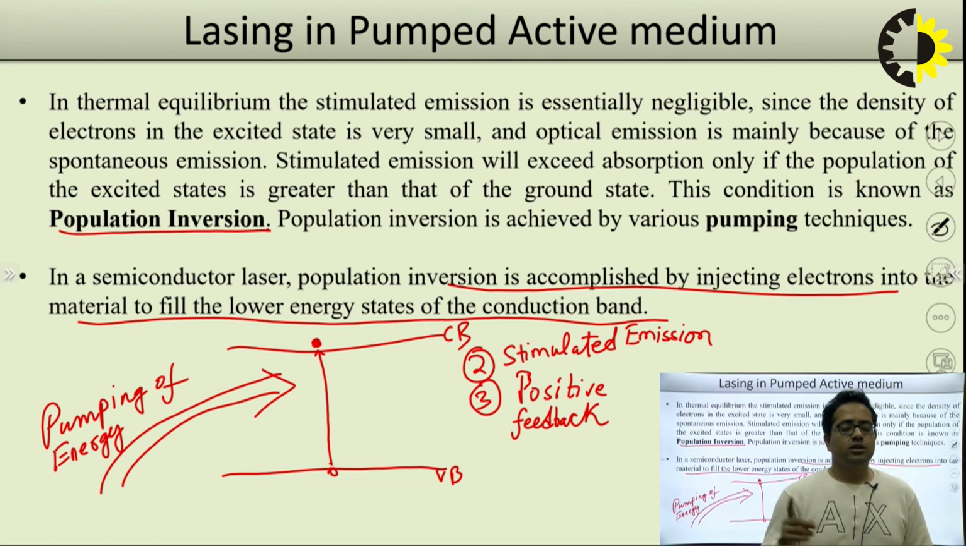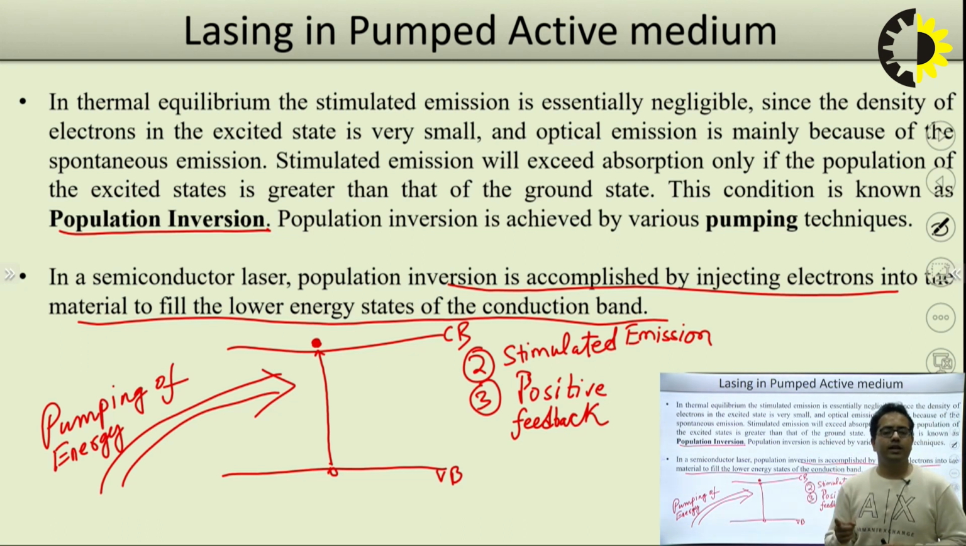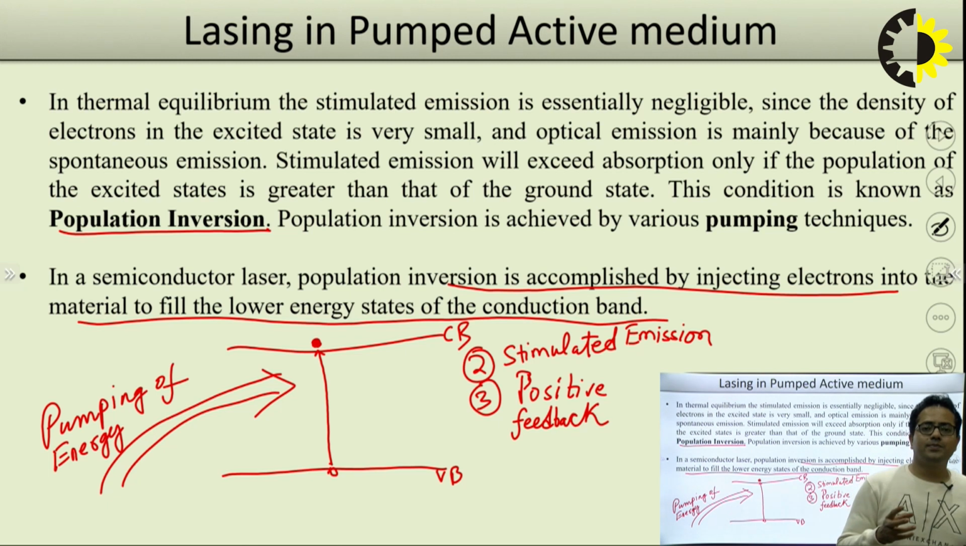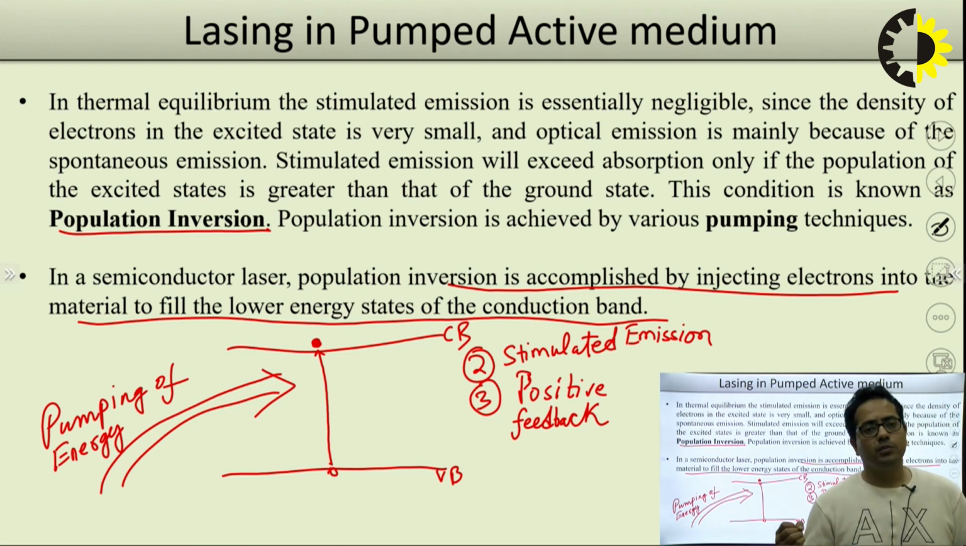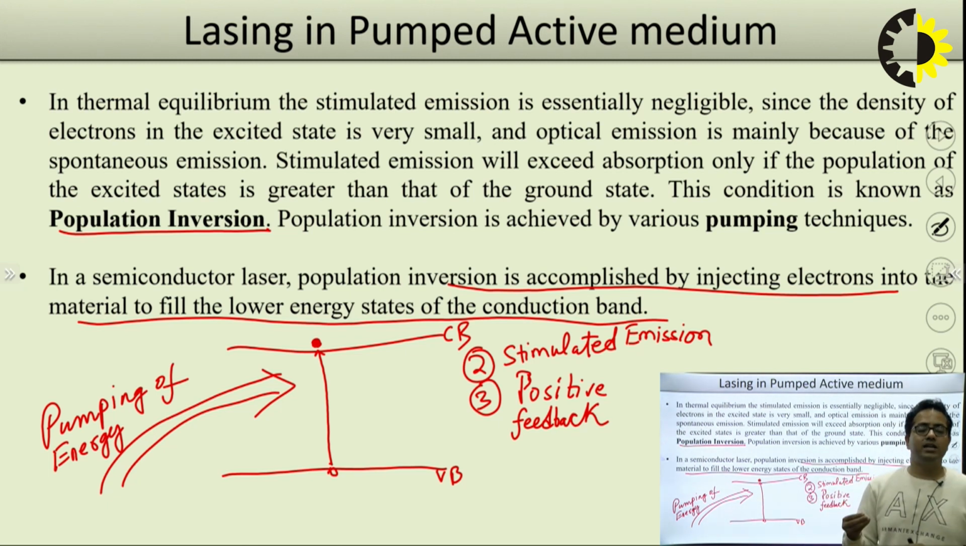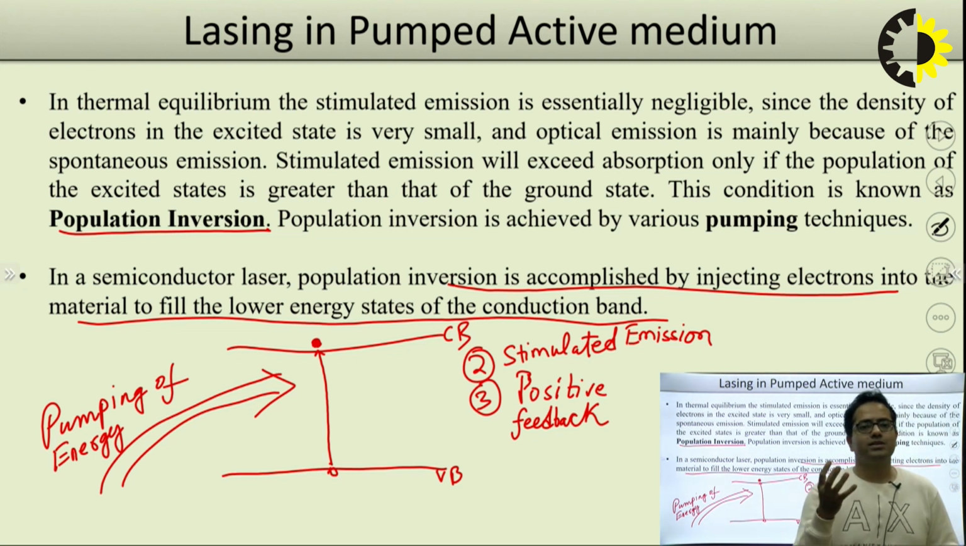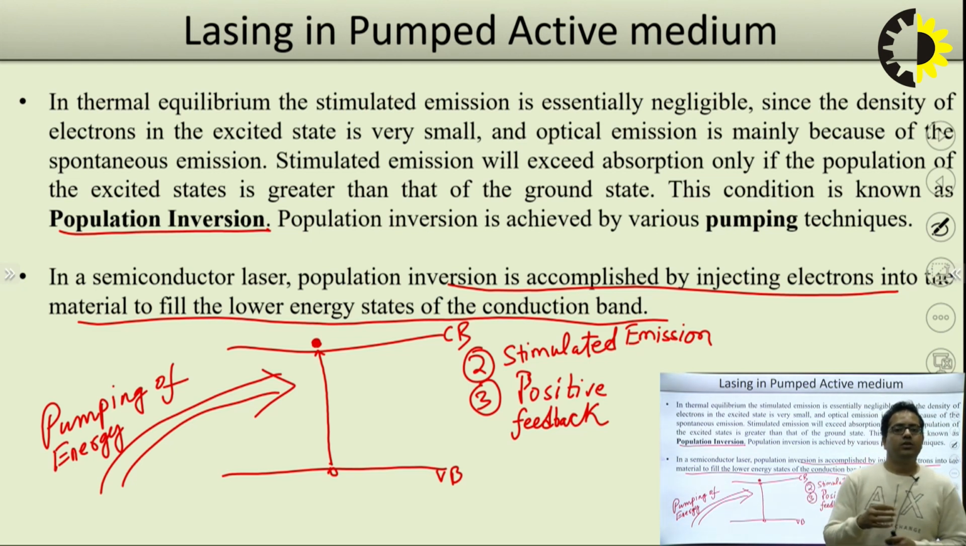First process is to reverse the population of electrons. How can you reverse the population? By injecting more power, more energy, into the electrons already residing in the valence band, you are now inverting the population of electrons. Now most of the electrons will reside in the conduction band. This is the first criterion.